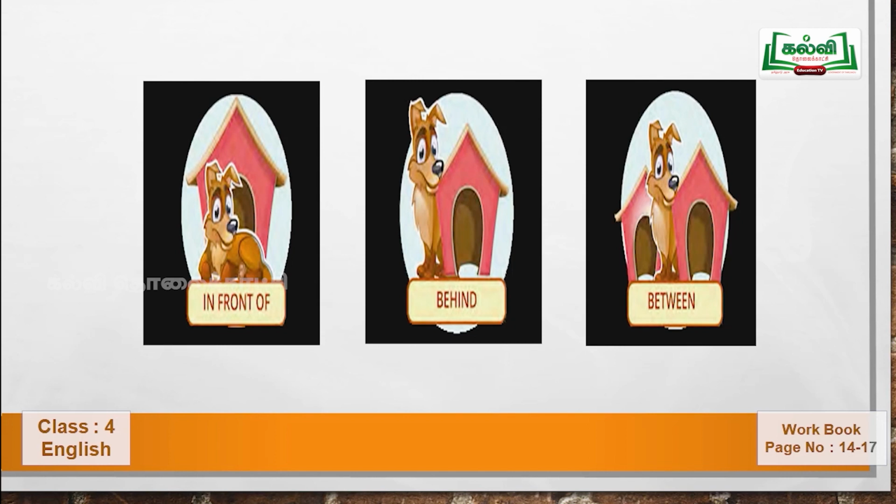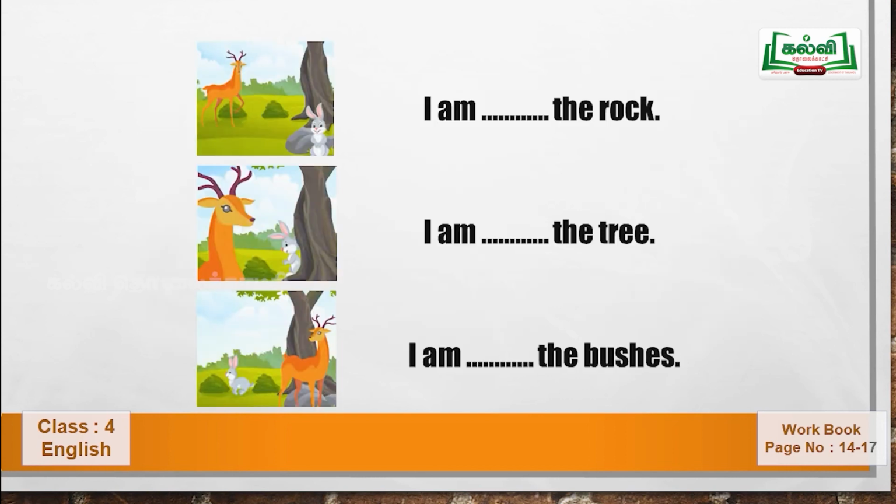And in the third picture, where is the dog? The dog is between the houses. So, the prepositions here are in front of, behind, between. These are the prepositions used here. Now, children, you imagine yourself as a rabbit and tell your friend, dear, where you are.